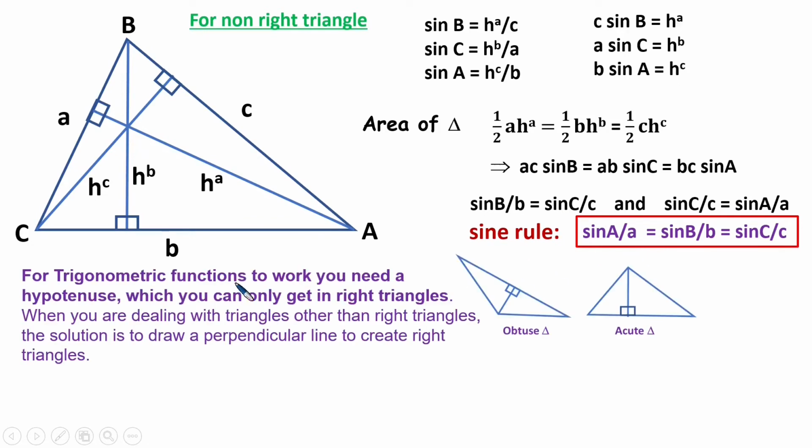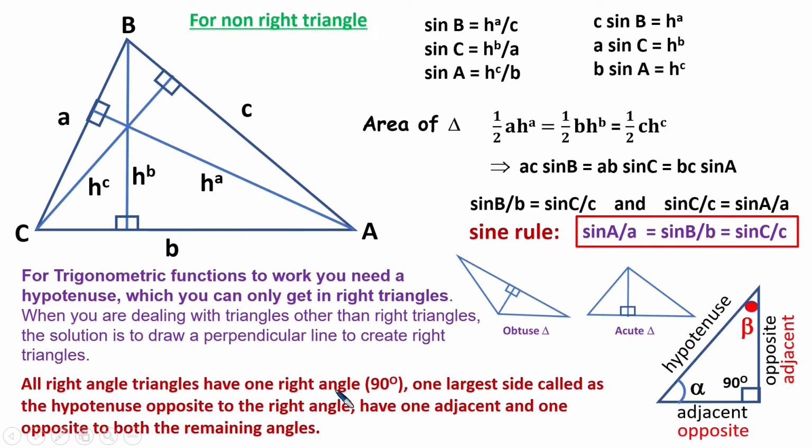For a trigonometric function to work, you need a hypotenuse, which you can only get in right triangles. When you are dealing with triangles other than right triangles, the solution is to draw a perpendicular line to create right triangles. This is the solution. Then you can make many right angles, and you can solve the problem.